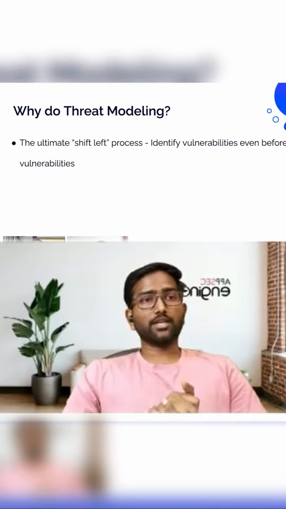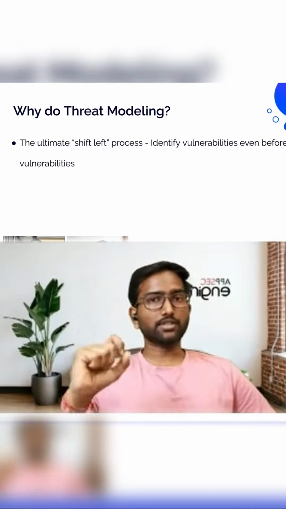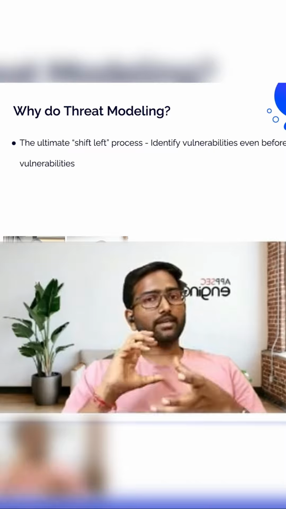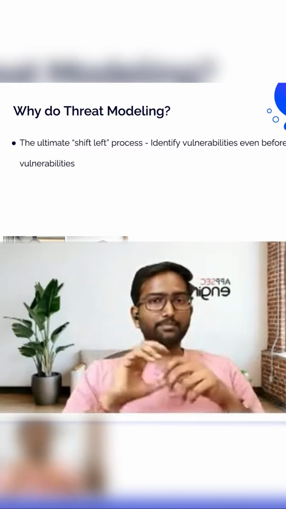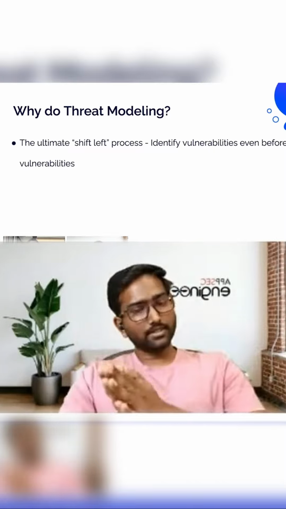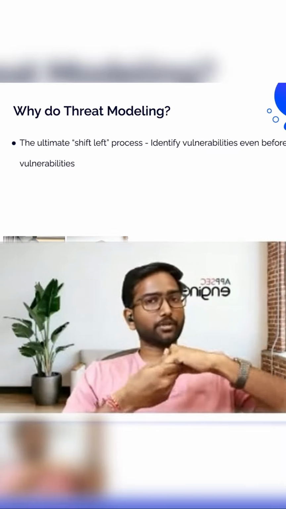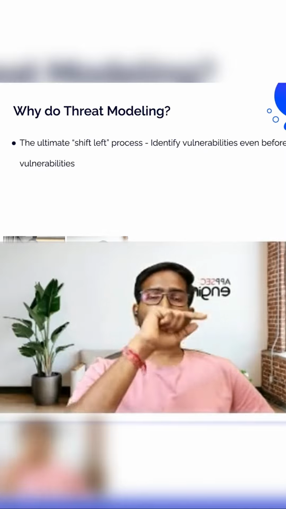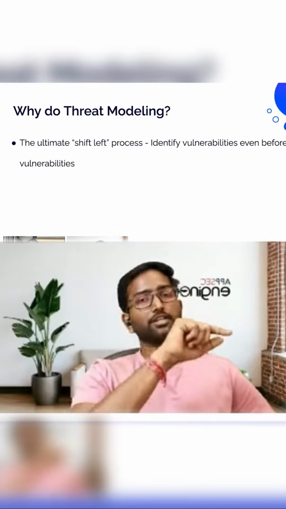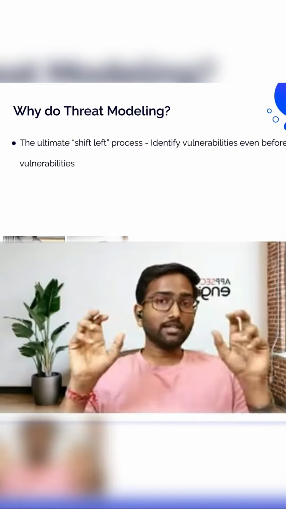So why do threat modeling? Threat modeling is a process you should be doing even before writing a single line of code. Often you'll find that threat modeling is also called a security architecture review. And while the word review makes it sound like something you do after the architecture has already been built, in fact, it is more of a hand-in-hand process where your application architecture includes your security architecture, and the security architecture again gives feedback to how you're designing the system itself. And the result of this is that you get the ultimate shift left.